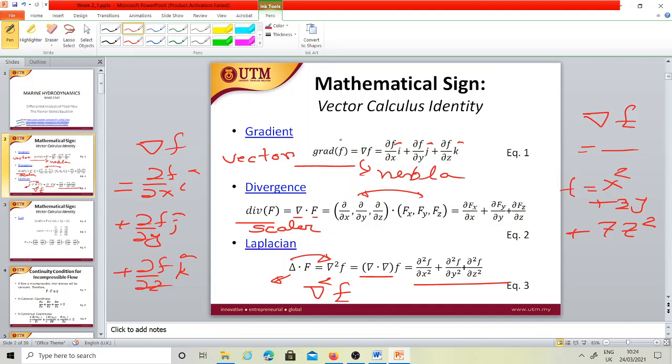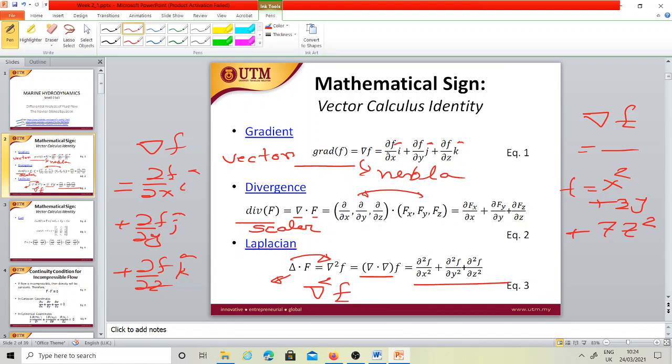So here you can see the difference between the grad and the Laplace. We are differentiating two times with respect to x, y, z, and this is also a scalar. There is no vector field. It is just satisfying the Laplace equation. So we call this Laplace squared.